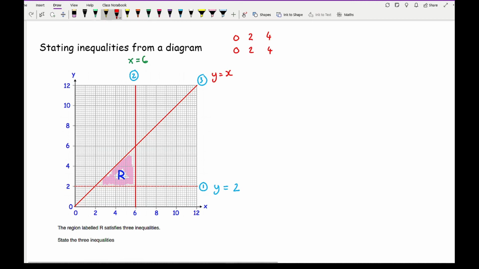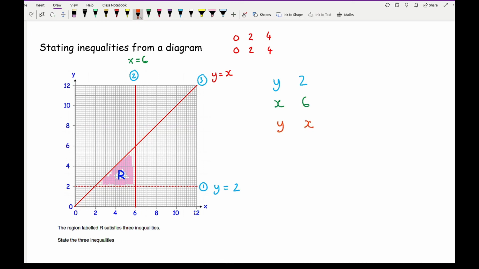Now, from this, what I'm now going to do is I'm just going to write the equations, but I'm going to exclude the equal sign. So the first one, I've got y equals 2. And let's rub that equal sign out. And then for the second one, which I've done in green, I'm going to do x and 6. And for the third one, I've got y and x.